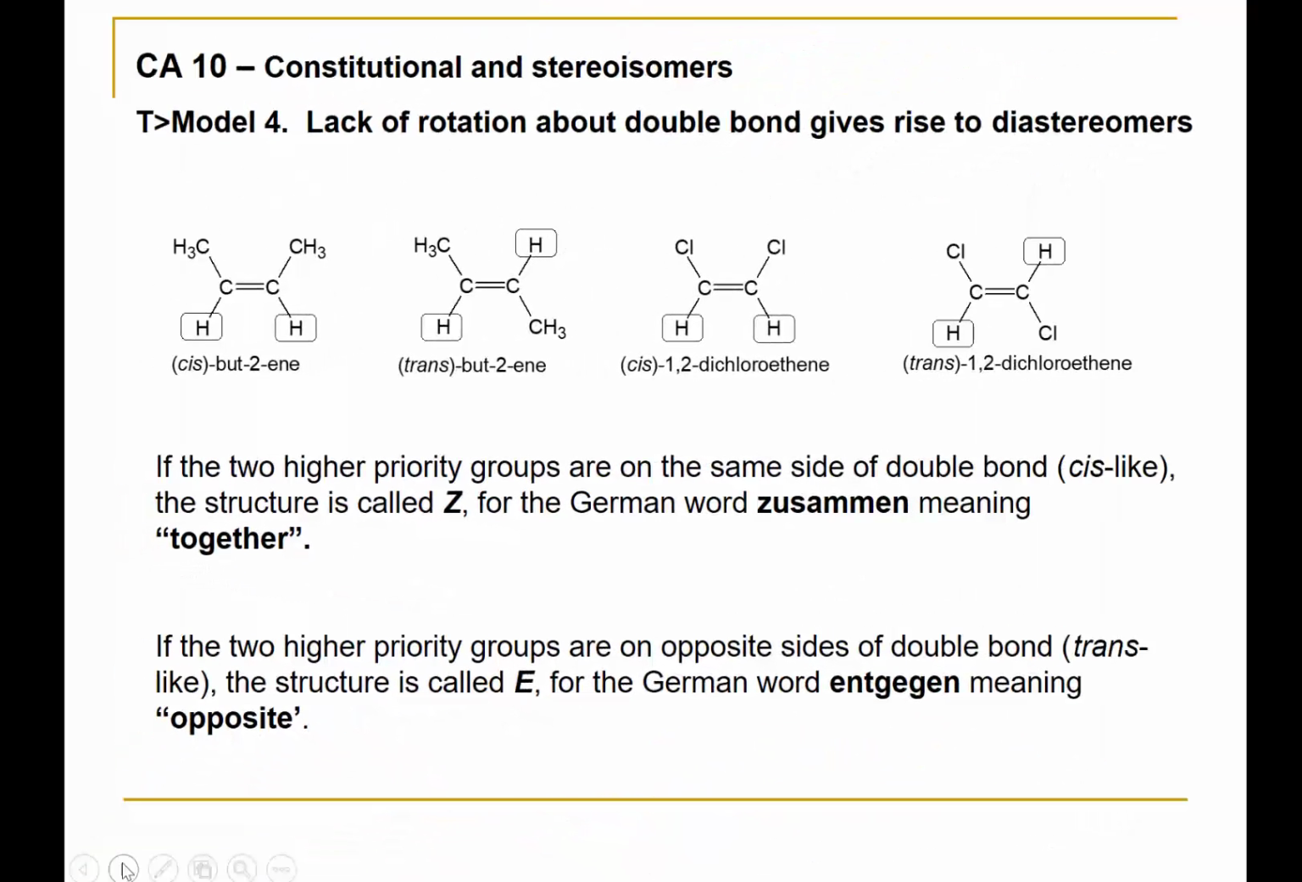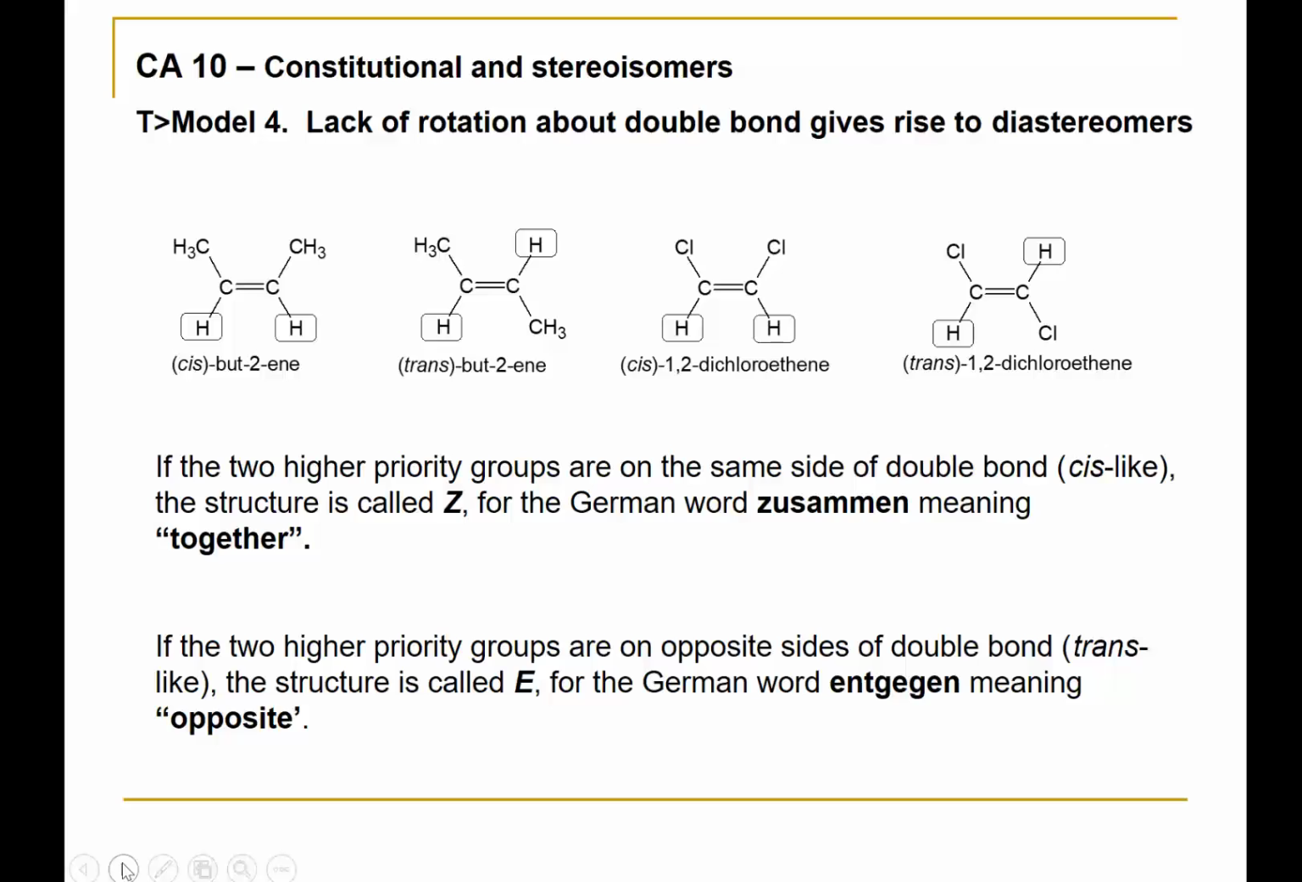In teaching model number 4, we take a little bit of a detour and we look at a different kind of diastereomer that doesn't involve a ring. These are molecules that involve a lack of rotation because of a pi bond. These are the sorts of diastereomers that were explored in a significant way in first-year chemistry.